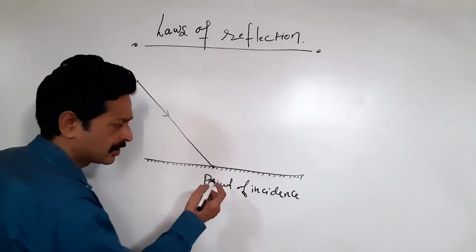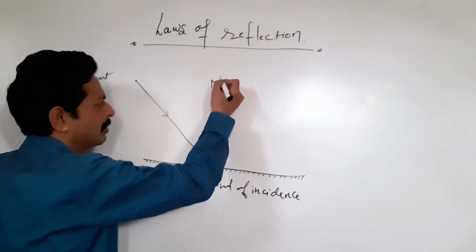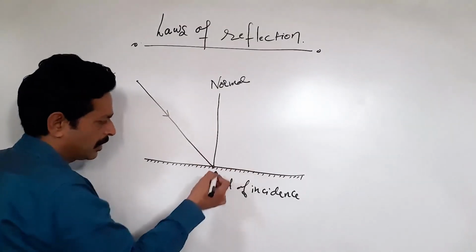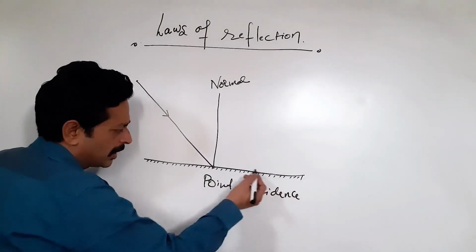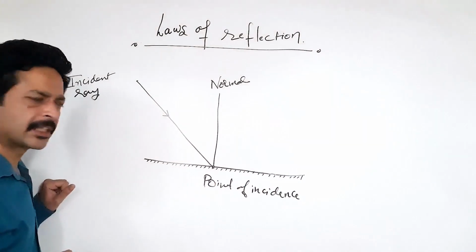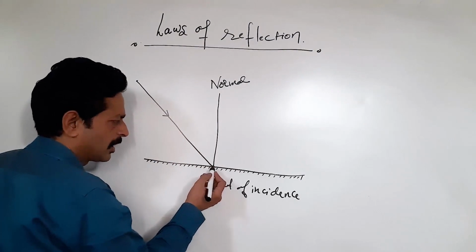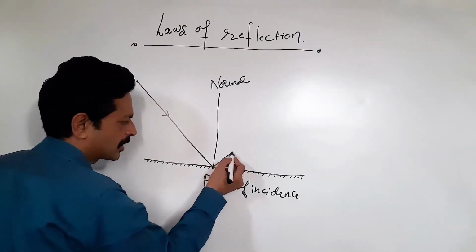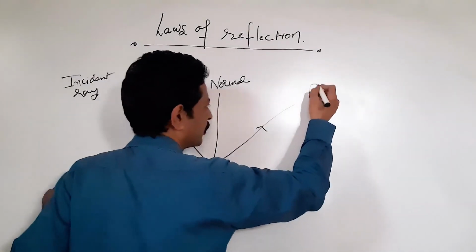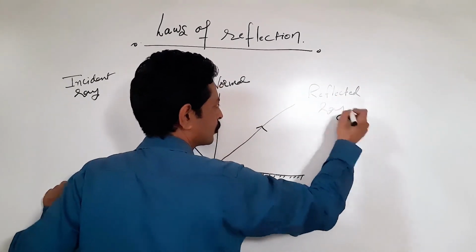At the point of incidence, we draw a line perpendicular to the mirror. This line has been drawn perpendicular to the mirror at the point of incidence. Okay? This is the incident ray which strikes the mirror, and after striking, it gets reflected back. This is the reflected ray. Okay?